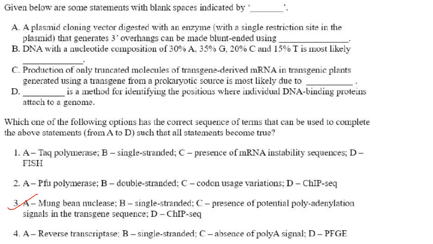Then D, dash is a method for identifying the positions where individual DNA binding proteins attach to a genome. So you have to see for ChIP sequence. Option D, that is ChIP sequence. So ChIP sequence stands for chromatin immunoprecipitation followed by sequencing. It is a technique used to study protein-DNA interactions in cells and also for identifying positions where individual DNA binding proteins attach to the genome. So the answer here is option 3.